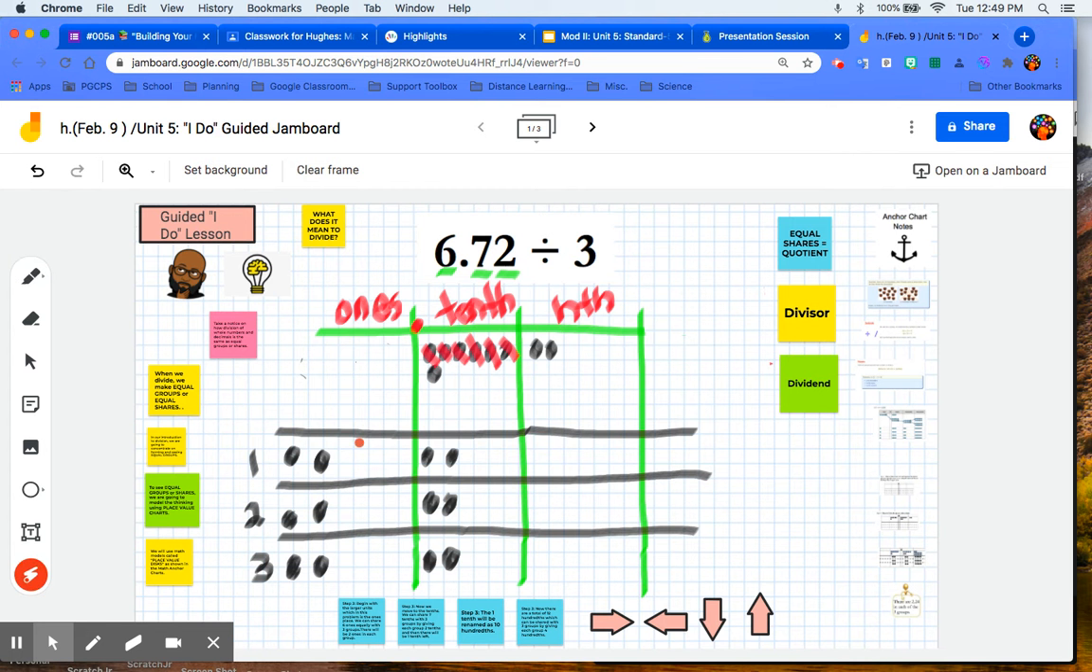But we have a problem. I have this one left over, don't I? I can't share it, because if I put one here, then one would have 3, and then 2 would have 2, and then 3 would have 2. That's not sharing equally. So what do I do?